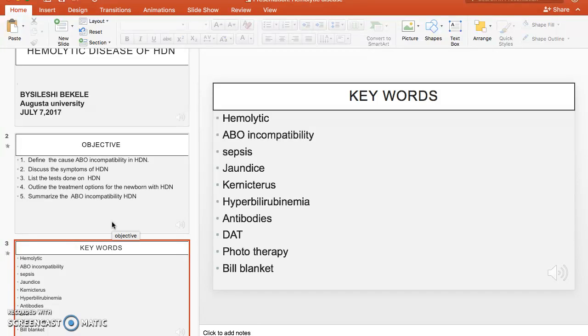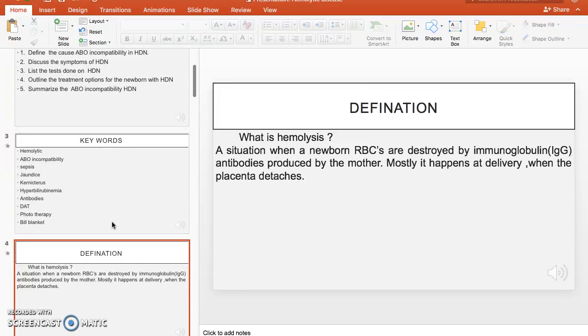There are keywords that we hear here and there throughout the presentation, like hemolytic, ABO incompatibility, jaundice, DAT. These are words we hear again and again throughout the presentation.